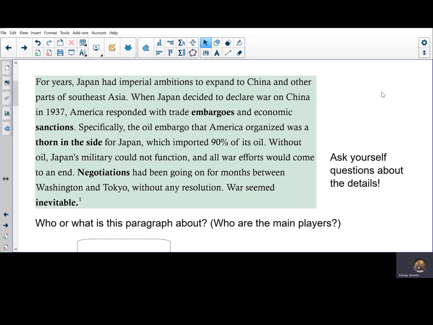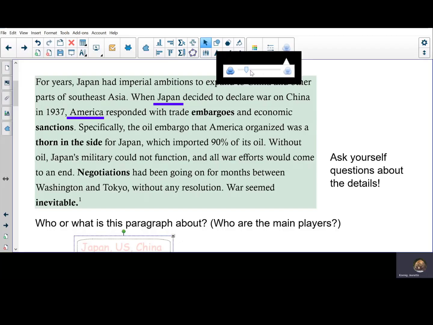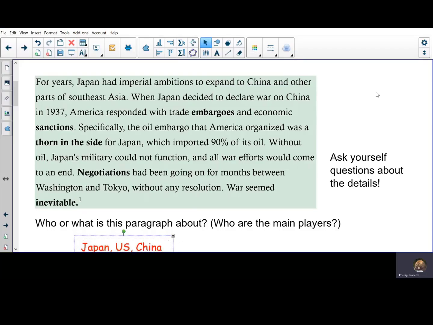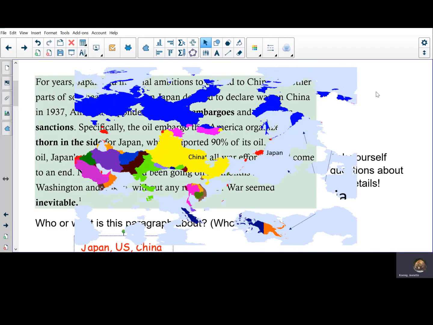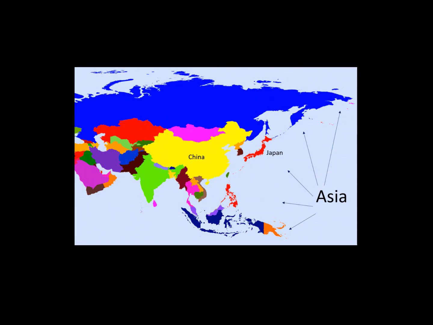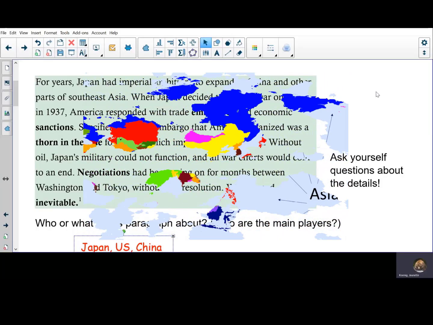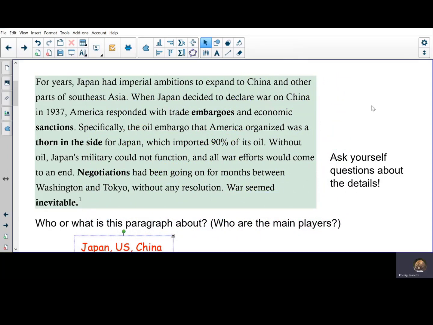Okay, so back to my question. Who are the main players in this particular paragraph? Japan, America, China. Yeah. But we stopped talking about mainland Asia. Now we're talking about a place called Southeast Asia. Yeah, these are all parts of Asia. China's a country that makes up a huge chunk of mainland Asia. It's practically across the street from them. It's in the southeast part of Asia, the continent where all these countries are located. So yeah, we have Japan, US, and China.